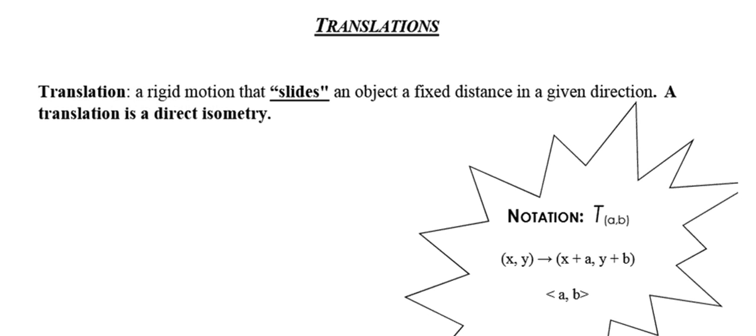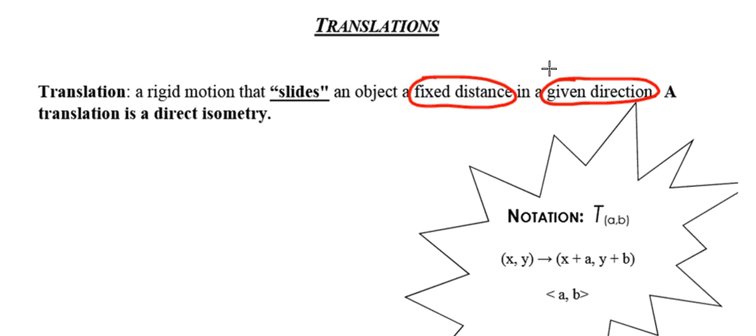I'm going to think about a translation maybe as a piece of paper that's sitting on a table. And if I take and I slide that paper across the table, I'm actually translating it. I'm sliding that paper some distance, and that's our fixed distance, and then some direction, whether it's right, left, up, down. But where it starts and where it finishes, that's what determines our translation.